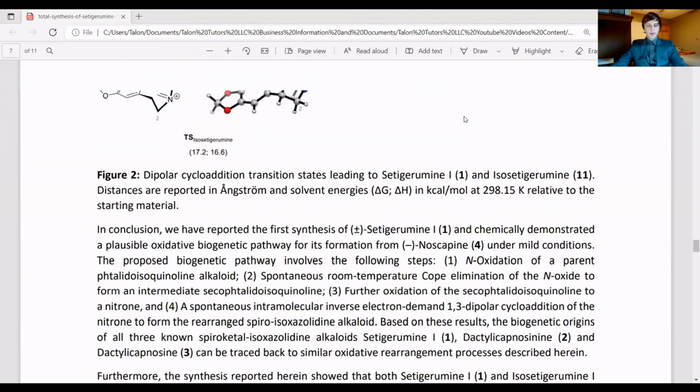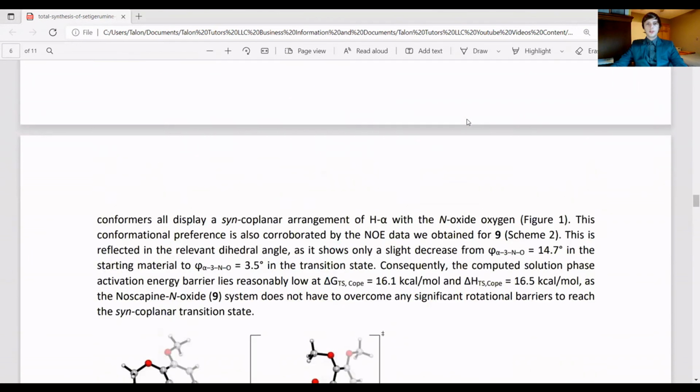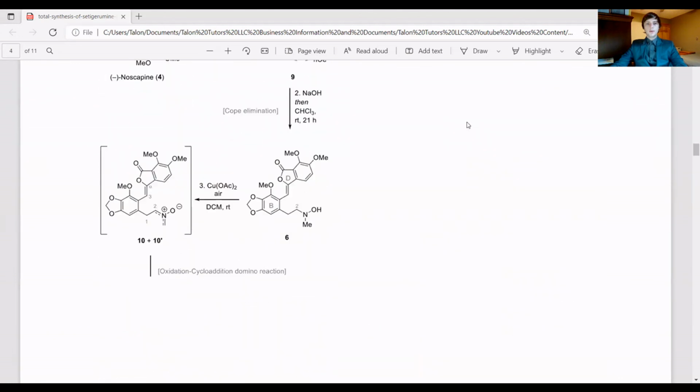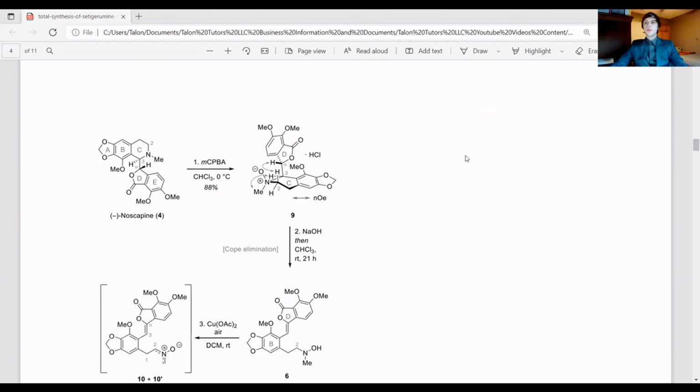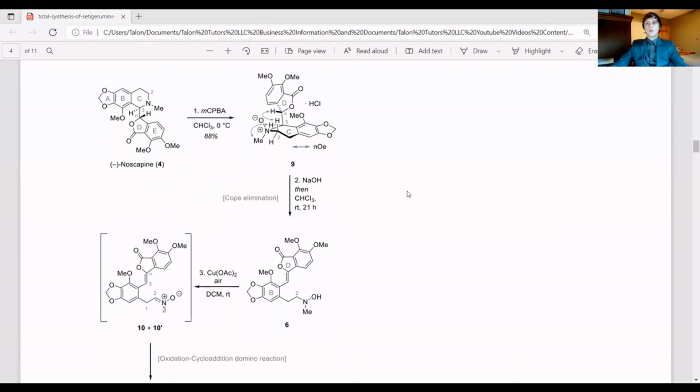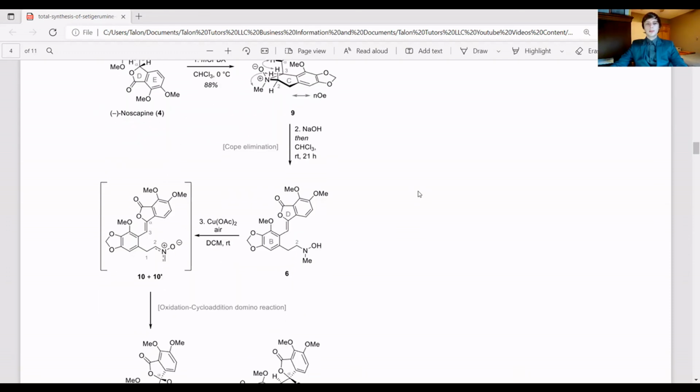So this is actually a really great, ingenious synthetic pathway that they go through, where they essentially propose a biosynthetic pathway which accounts for the presence of these compounds in nature and organisms, and they essentially just mimic the P450 oxidation using mCPBA and using a coelimination, which is known from literature to occur in organisms, and then they can just easily create an aerobic oxidation cycloaddition domino reaction.